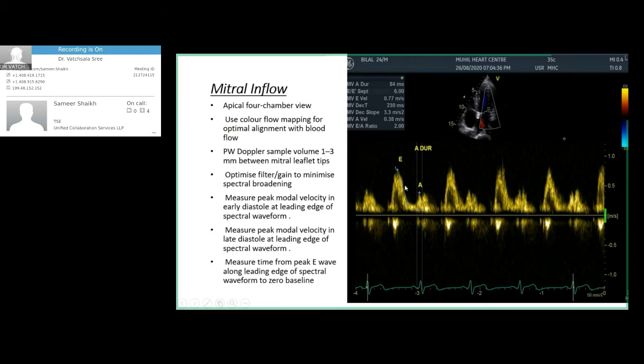So how do you measure the E wave velocity? You place the cursor at the peak of this wave, and I'm sure those who are familiar with the machine know where to choose them and how to measure. So the E wave and the A wave, as mentioned earlier, we used to measure the DCT as well as the A wave duration, but in the current algorithm there's not much emphasis placed on the DCT and the A wave duration. Now there are some limitations of this method.